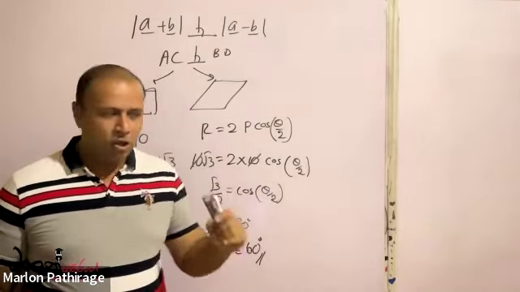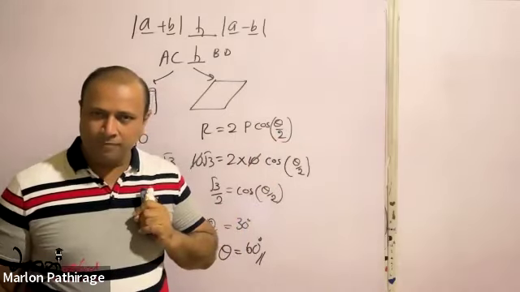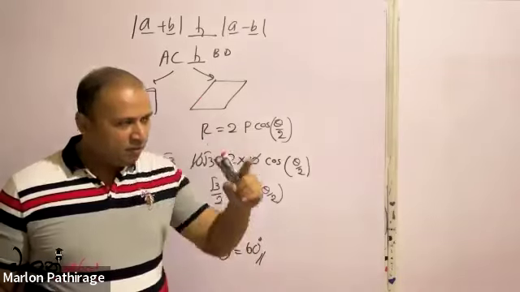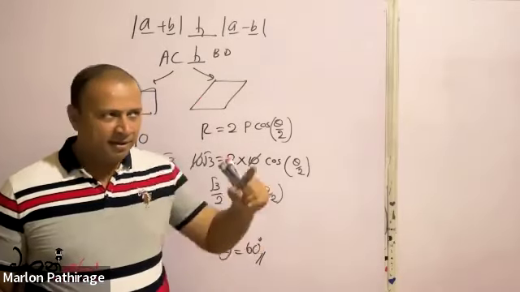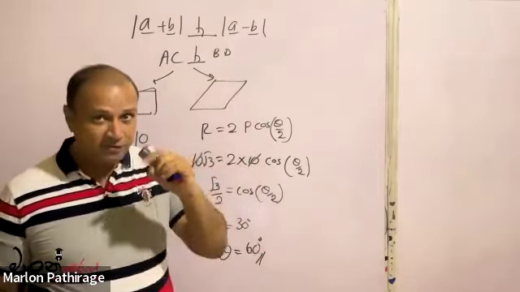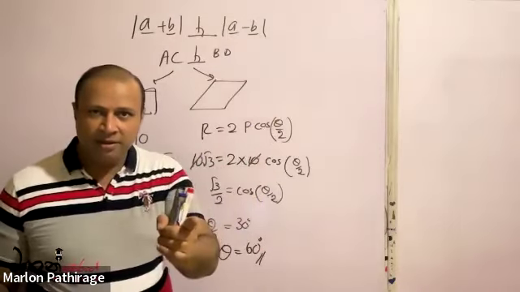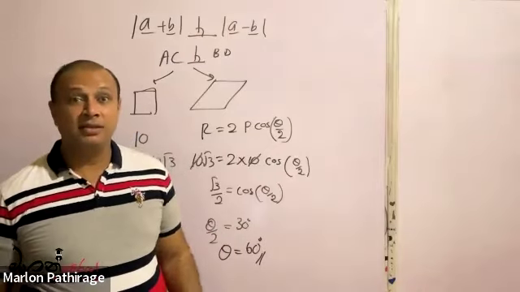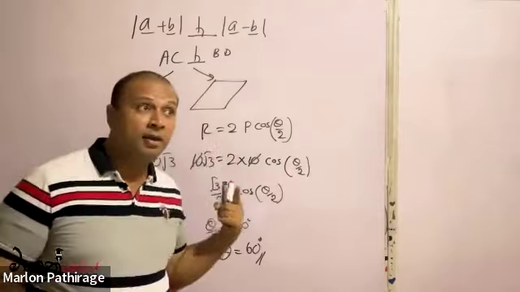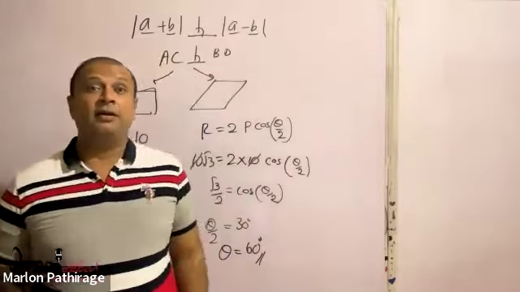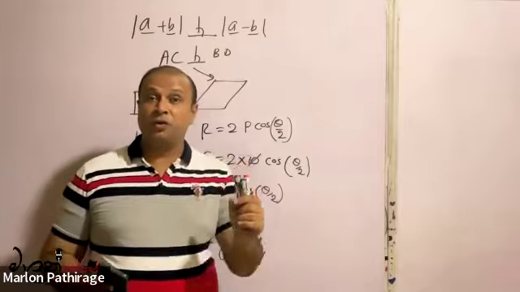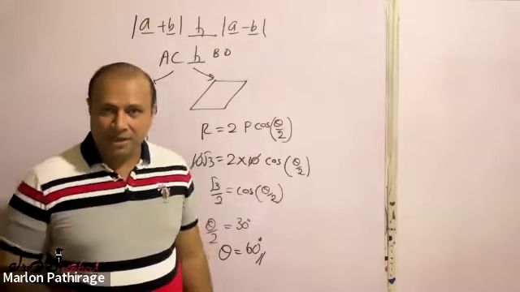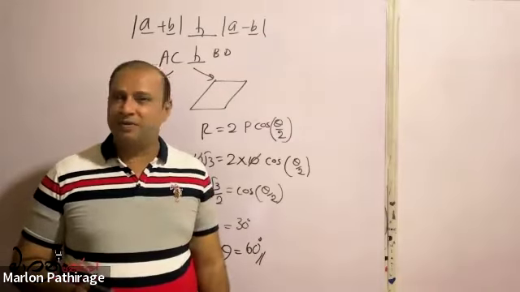If it is a square, two vectors are equal in magnitude. The angle between the two vectors is 90. The angle between the addition vector and one vector is 45. The angle between the subtracted vector and one vector is 45. The resultant vector is equal to root 2 times one vector. Then the subtraction is also equal to root 2 times one vector.